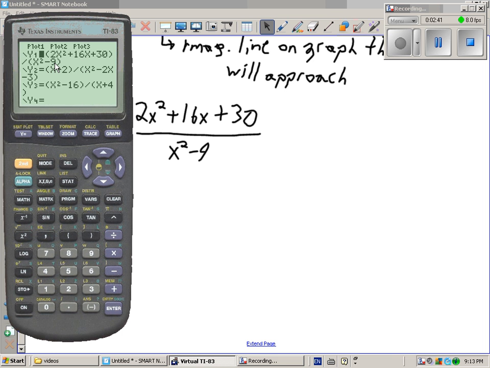One thing that's worth pointing out is that I've got parentheses around my numerator and my denominator. You don't want to forget that. Otherwise, your calculator is going to think you're doing 2x squared plus 16x plus 30 divided by x squared and then subtracting 9, which is clearly going to give you something goofy. So, when we graph this, we get this behavior.